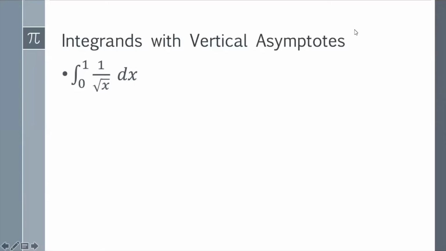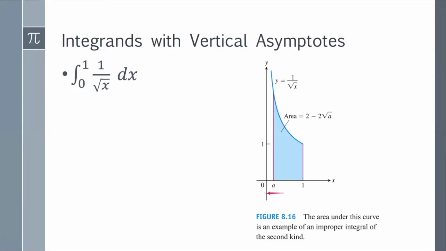All right, so now we're going to look at so-called type 2 improper integrals. These you have to really keep an eye out for because they will not have an infinity symbol in them anywhere. What makes this one improper is that 1 over the square root of x is undefined at x equals 0. And in fact, the graph of y equals 1 over the square root of x has a vertical asymptote at x equals 0. So here's how we're going to set this one up.